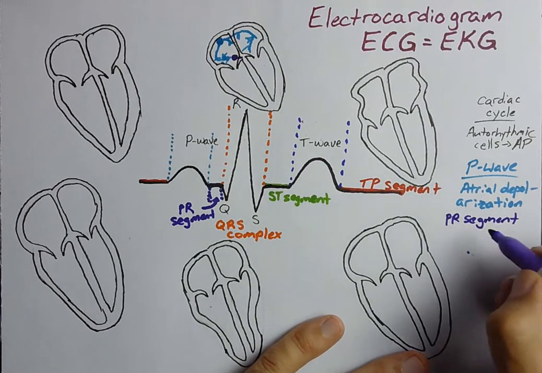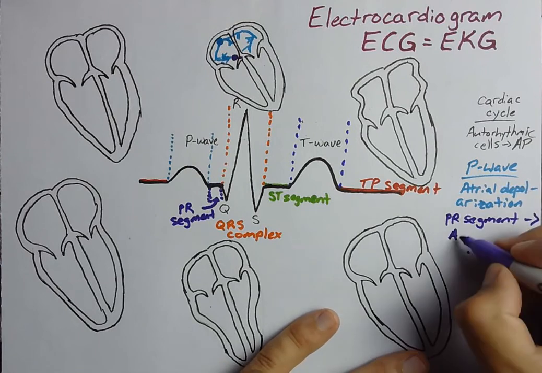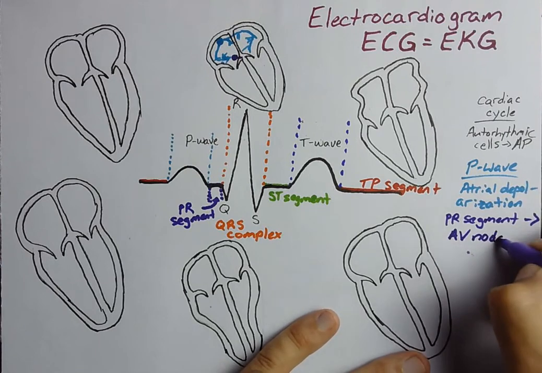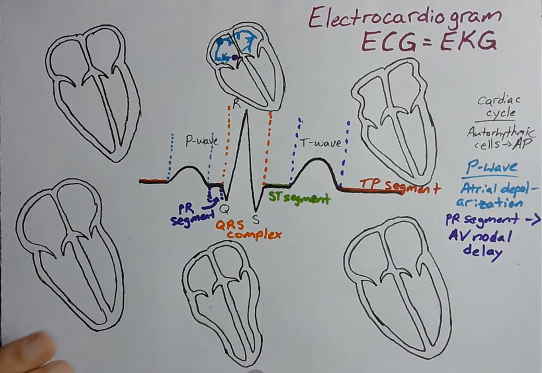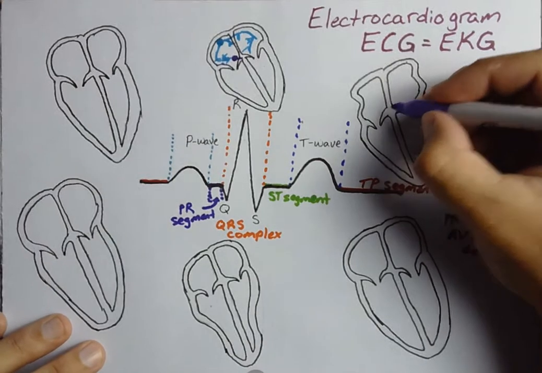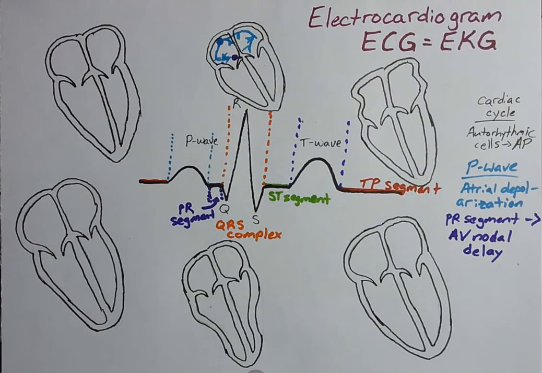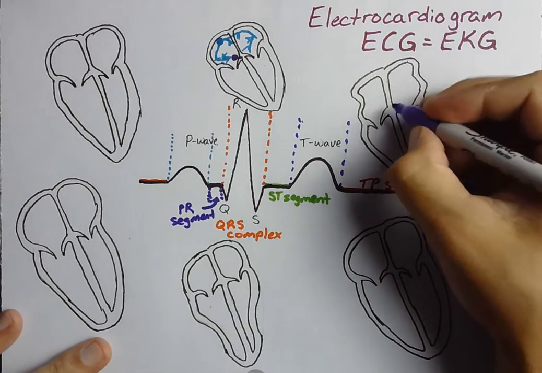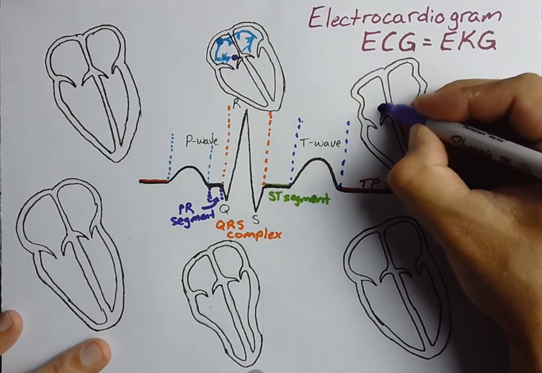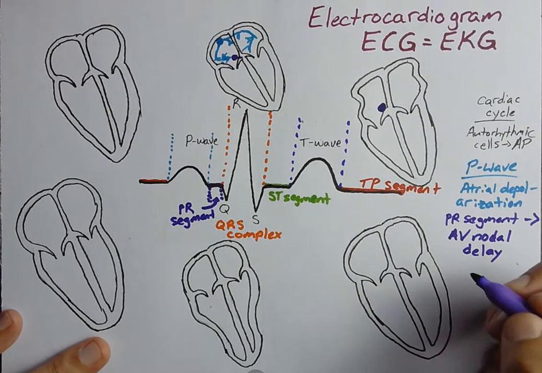So the PR segment is now a representation of what's called AV nodal delay. AV nodal delay. Okay, this is slowing this current down right here. So let's keep showing what's happening. During the AV nodal delay, and we're going to draw it into our second heart over here.